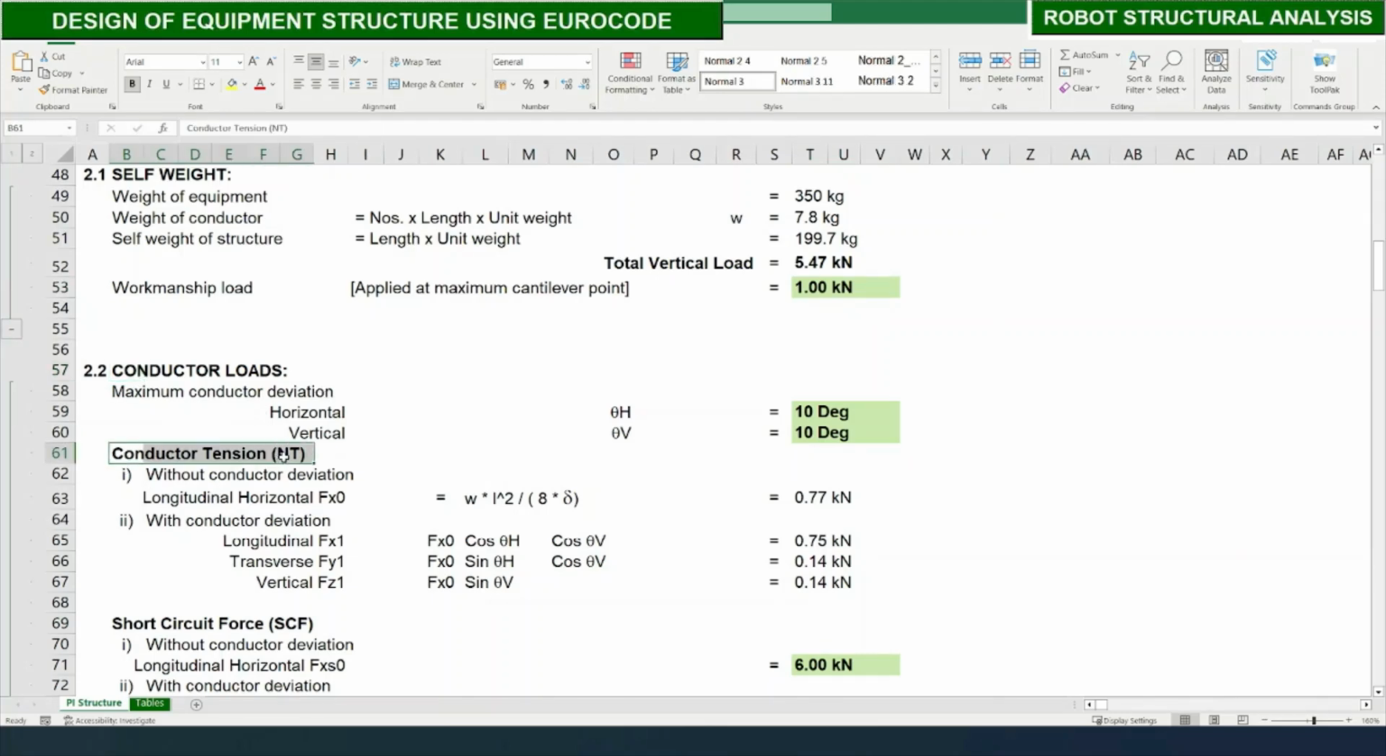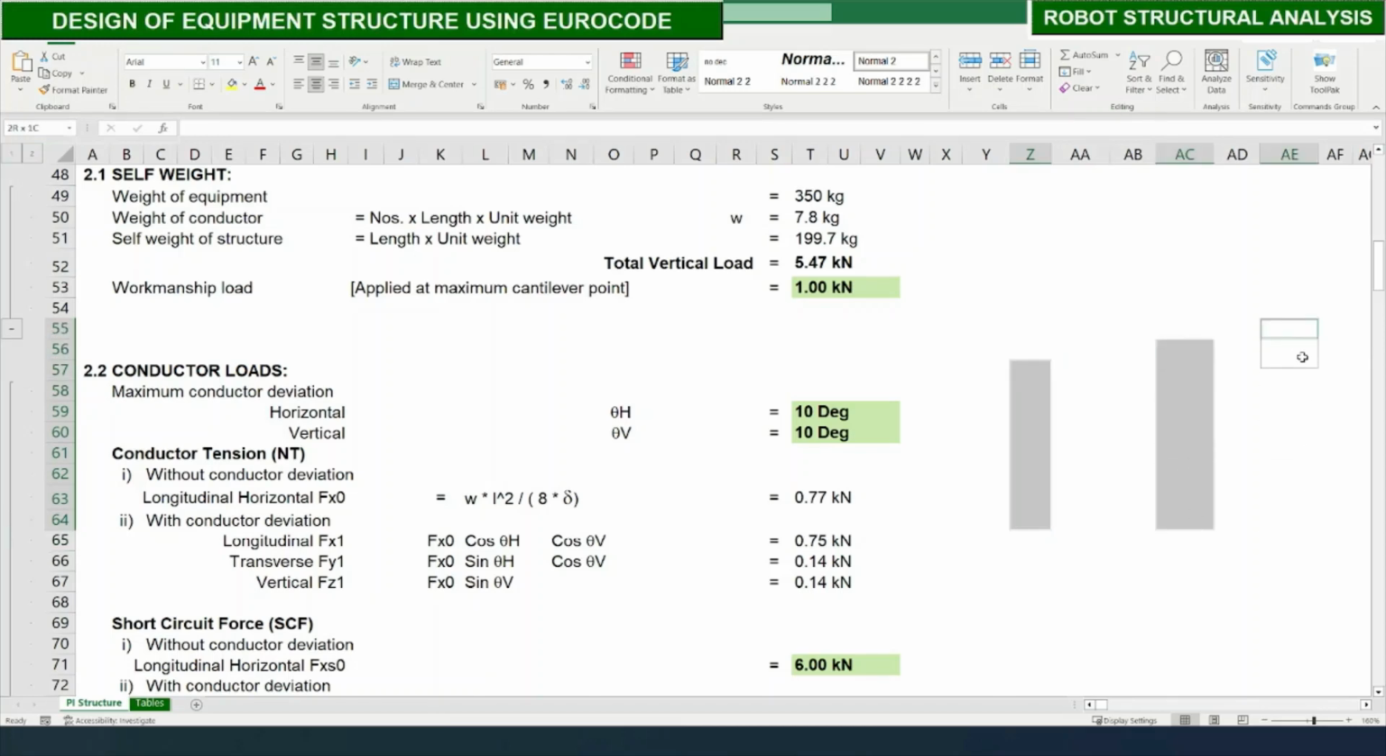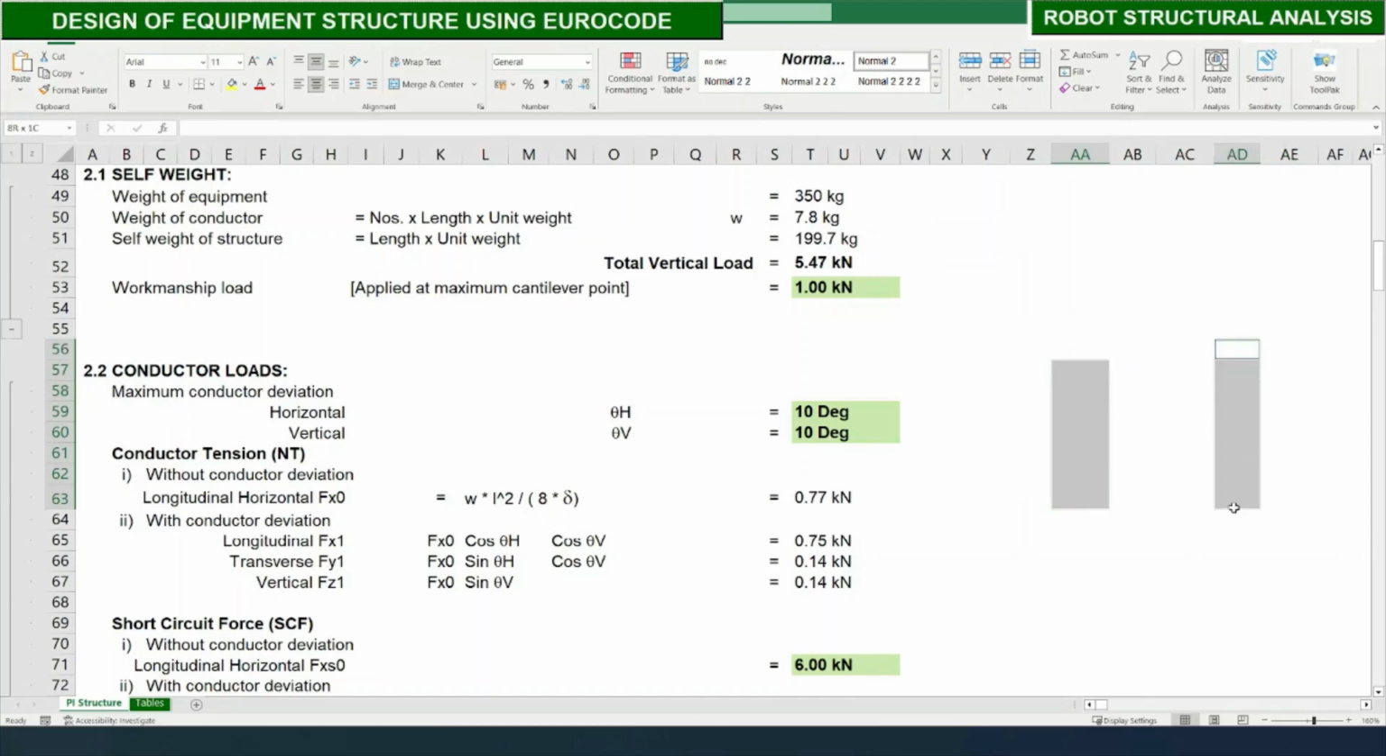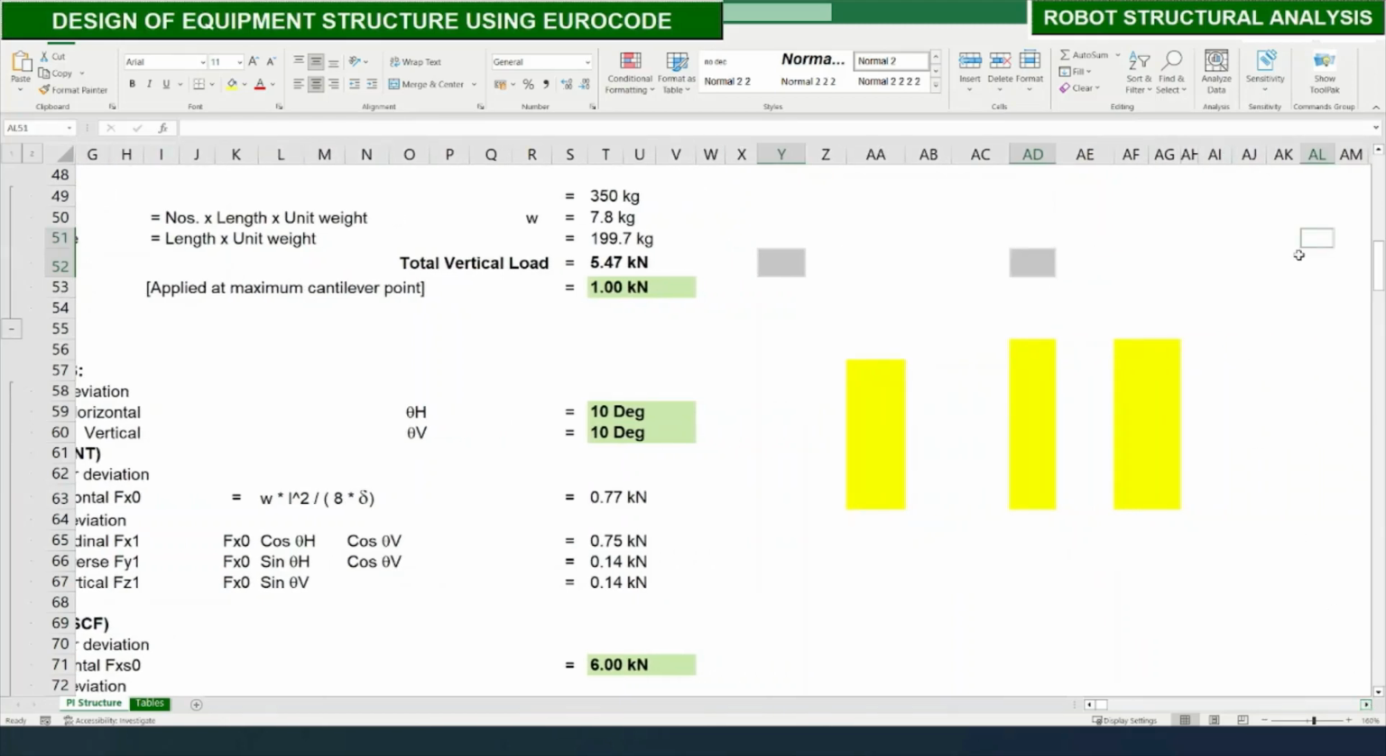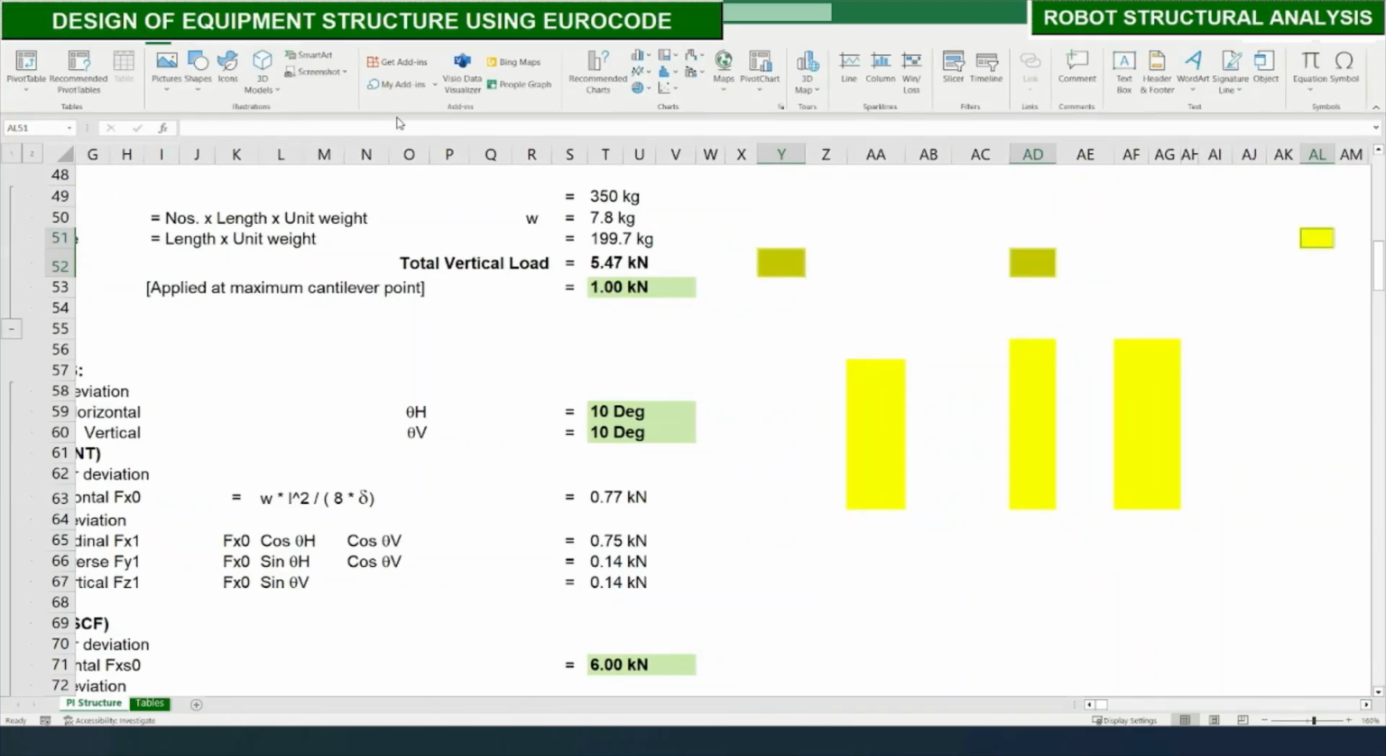One is conductor tension. So before going to fix this conductor tension, we need to know the conductor deviation in horizontal and vertical. Some customers don't bother about this conductor deviation, because in a three phase equipment, suppose this is a three phase equipment having a conductor, but on the other side suppose it is a transformer having a bushing at a different location, the conductor will have some deviation.